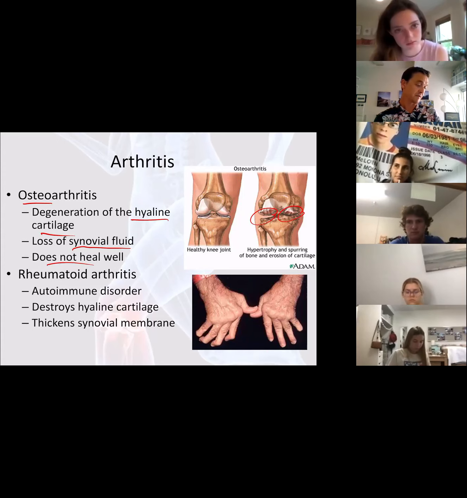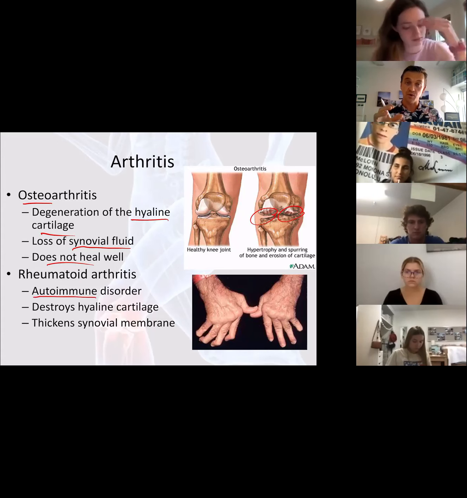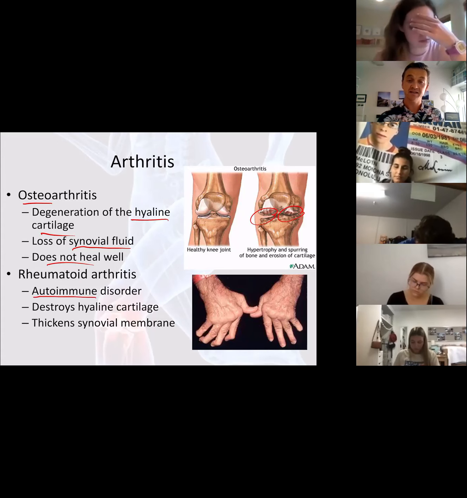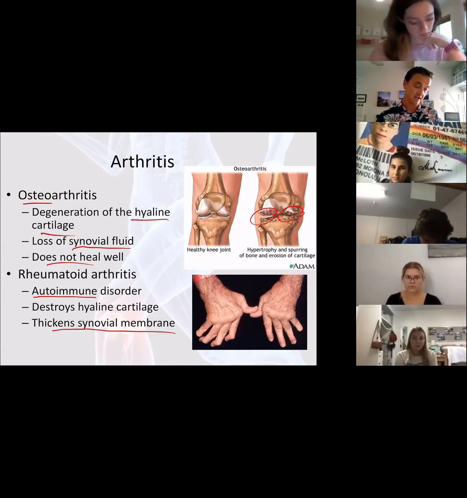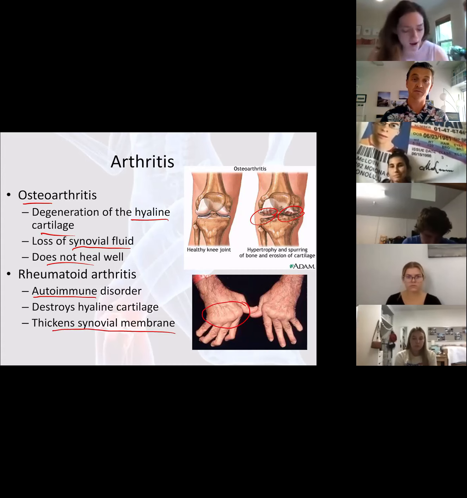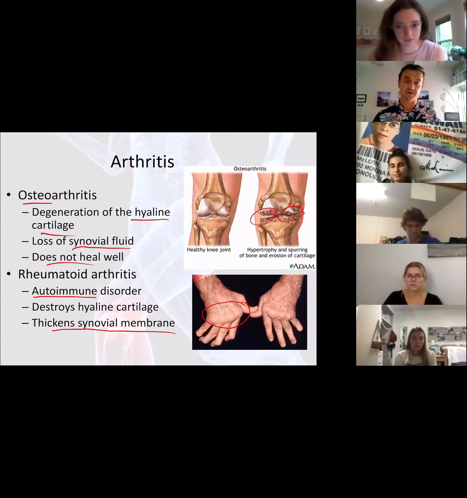Okay, rheumatoid arthritis is an autoimmune disorder where your immune cells actually attack the hyaline cartilage in your joints, okay, and just destroy that hyaline cartilage. And that also causes inflammation of the synovial membrane and thickens it. And you'll see these deformed looking knuckles in people with advanced rheumatoid arthritis. And there's really no cure for this as well. There's treatments, where we try to suppress the immune system from destroying it, but there's really no known cure for it at this point.